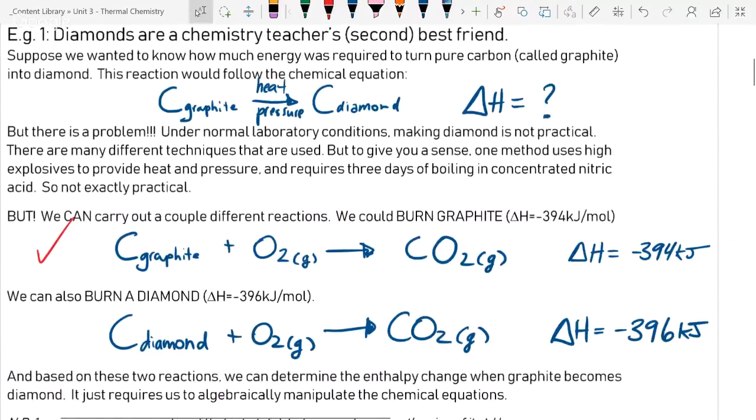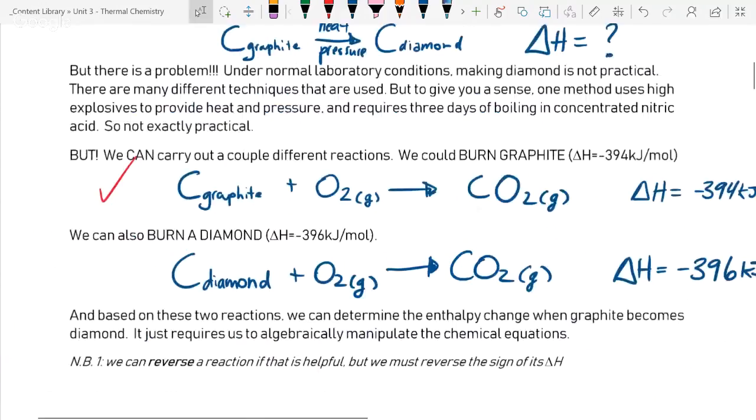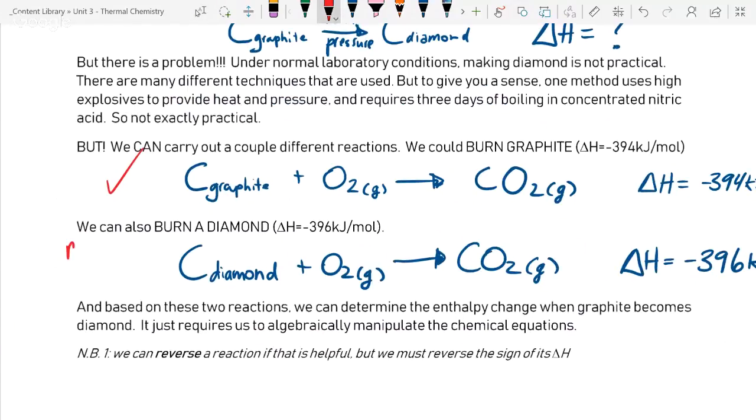Okay, no problem. Burning diamond to make CO2 releases 396 kilojoules of energy, right? Could we do that reaction in reverse? Could we, in theory, break carbon dioxide apart and take the carbon we get and turn it into a diamond? Yeah. Sure, you can always do it in reverse. If we did that, what would the enthalpy be? Bingo. That's exactly right.